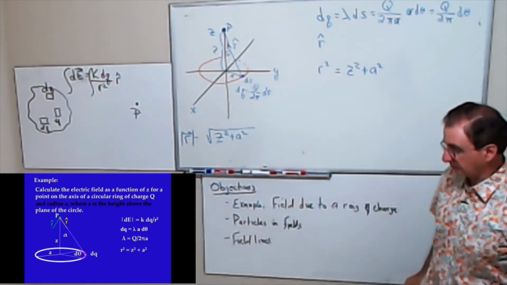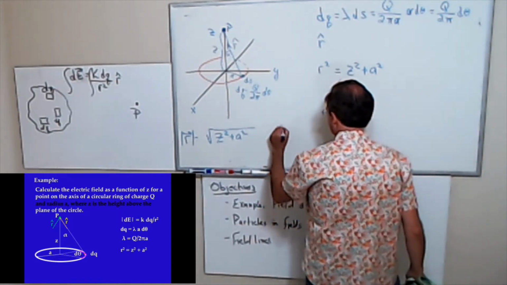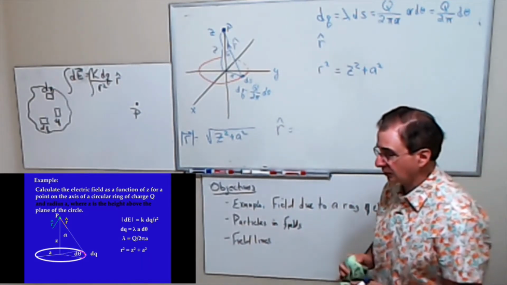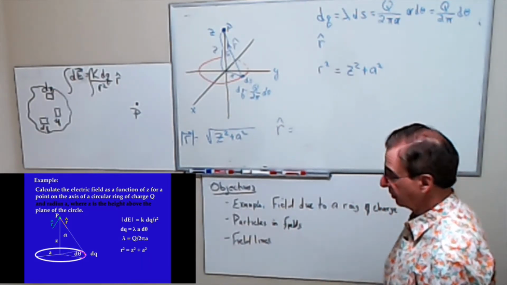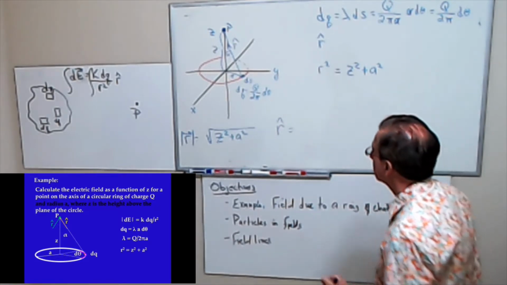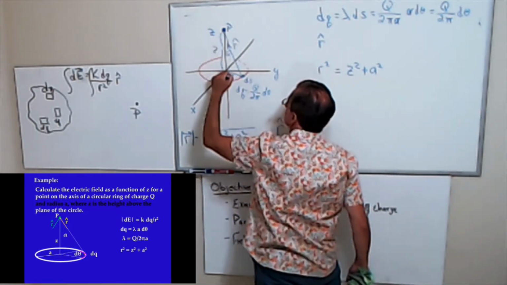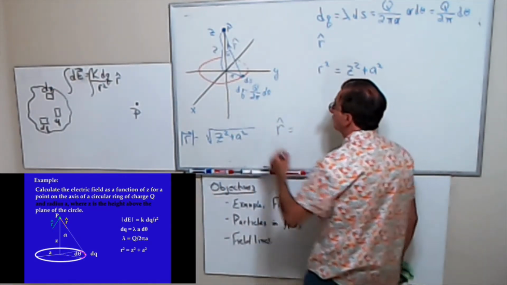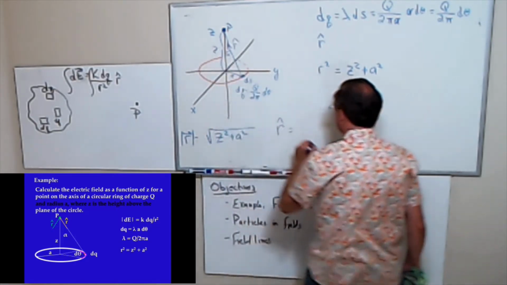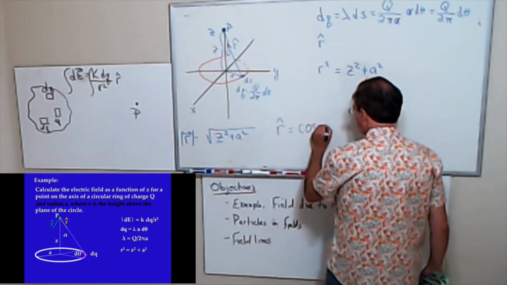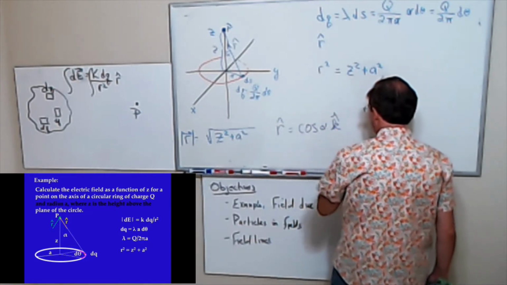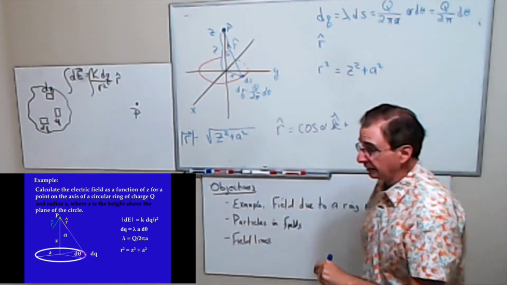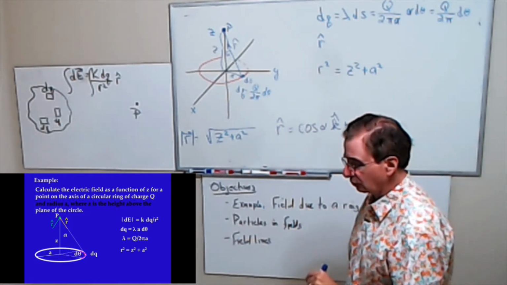This is a vector in 3 dimensions. It has an x component, it has a y component, and it has a z component. The z component is this one right here. It's a unit vector. Its length is 1. The unit vector is going to be basically cosine of alpha. But then there's an x and y component. There's components in the plane of the ring.